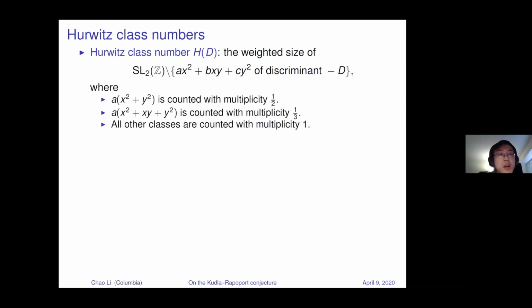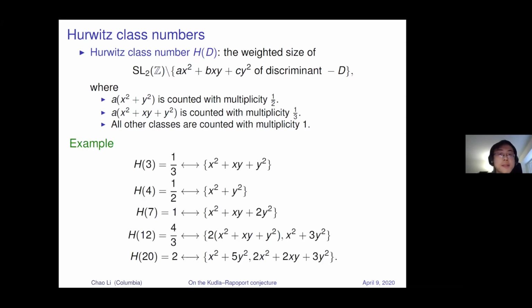In other words, I'm going to count these objects with extra symmetry, such as x squared plus y squared. It has an extra twofold symmetry, so I'm counting it with weight multiplicity 1/2. And similarly, for a binary quadratic form of this form, I'm going to count with weight multiplicity 1/3. And all the rest don't have extra symmetry, and they are counted with the usual multiplicity 1. Okay, so here are our first few familiar examples.